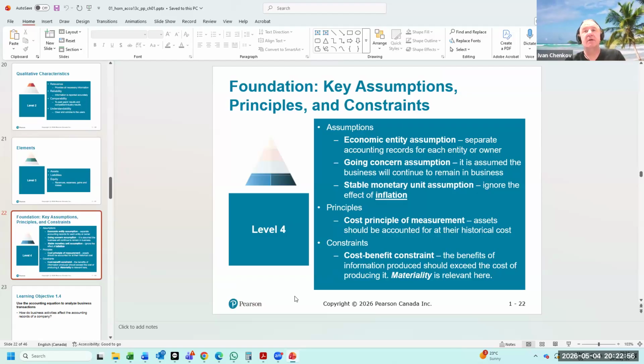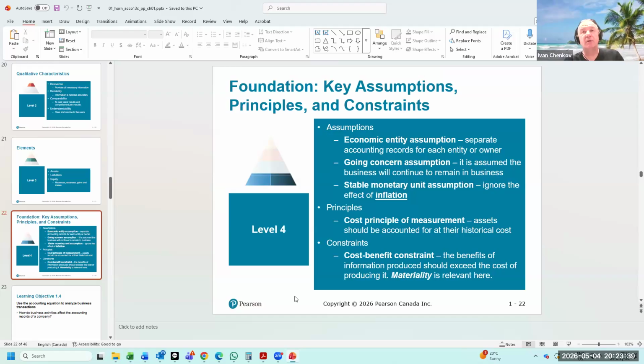Some of the assumptions: the economic entity assumption means that all the events that happen in the company and all the accounting records contain only transactions for the specific business or specific entity. Whatever the owner is doing in his personal life is not part of the business, and what the business is doing is not part of the owner's. Those are separated.